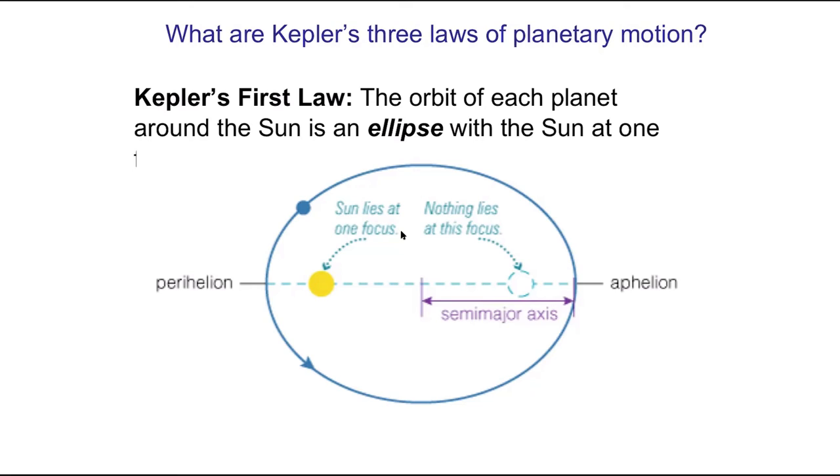It works very much the same. Okay, that's Kepler's first law: planets orbit in ellipses, and the sun is at one focus point.